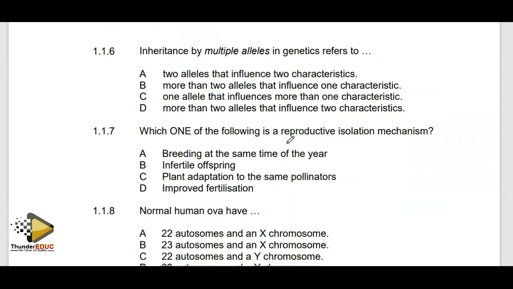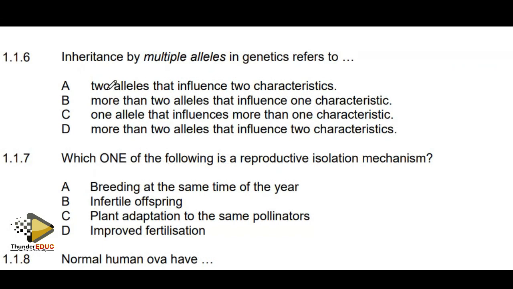Then they are saying that inheritance by multiple alleles in genetics is referred to as what? 2 alleles that influence 2 characteristics? 2 alleles, no. It's more than 2. More than 2 alleles that influence 1 characteristic, this is correct. Yes, it is more than 2 alleles, and those alleles must influence 1 characteristic.